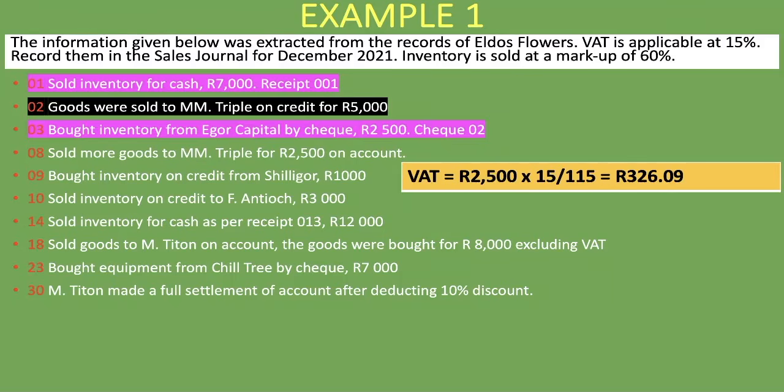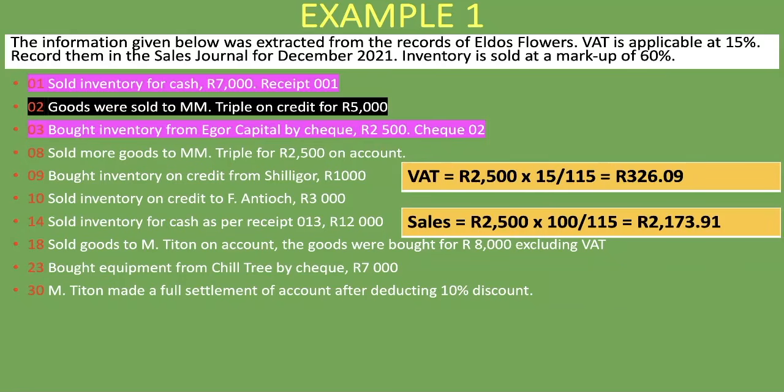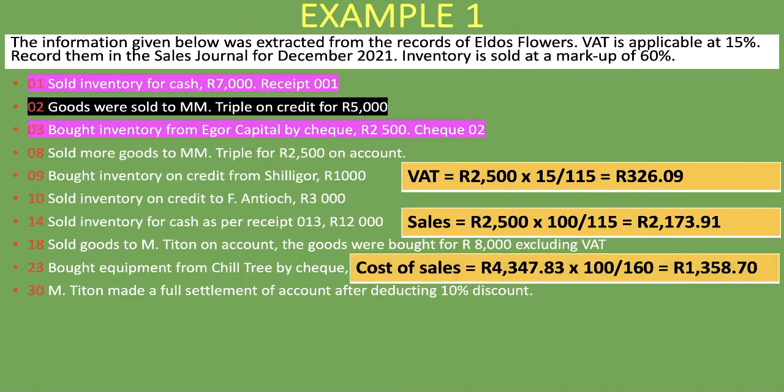Okay, let's now do the sales. For the sales, you take the exact same amount of 2,500 times 100 divided by 115, and it gives you 2,173 rand 91 cents. Now we can calculate our cost of sales because we have the sales amount excluding VAT. We take the 2,173 rand 91 cents, which is the sales amount excluding VAT, and multiply that by 100 divided by 160, and it gives us an amount of 1,358 rand 70 cents.